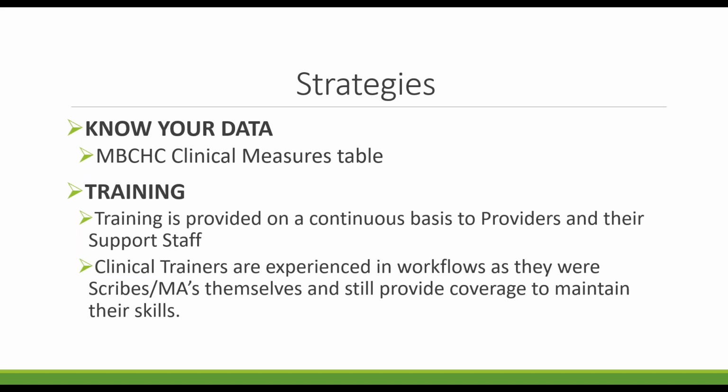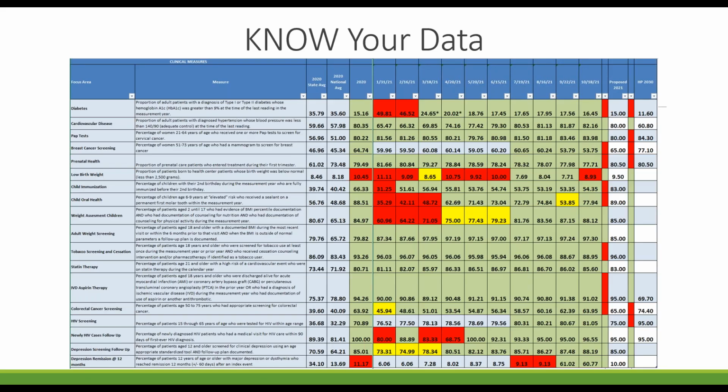Next slide. So this is our clinical measures table, and it's a little bit small, it's difficult to read. But basically what we do is we break down each measure and we look at where we stand compared to 2020, or the previous year, and the state and national averages. We break it down at least once a month. We do it more often, but at the very least, we do this table once a month.